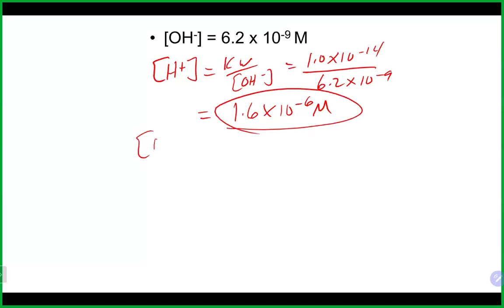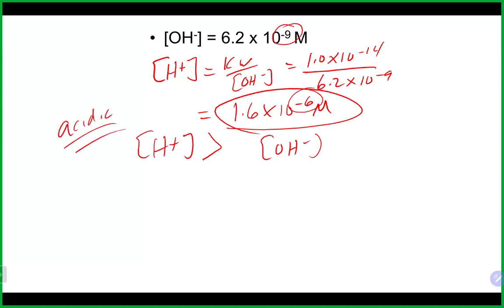In this case, when comparing our H plus to our OH minus, that is to the minus 6, which is a larger number than to the minus 9, which means our H plus is bigger in this case. That means this solution is more acidic. Question on that calculation there?